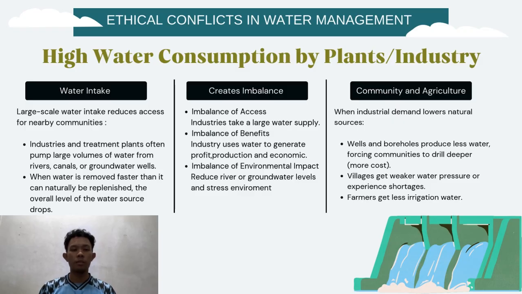Next, the imbalance. There are three imbalances: access, benefit, and environmental impact. Access: industry gets more water, community gets less. Benefit: industry uses the water for profit, but the community faces the negative impact. Environmental impact: lower river or groundwater levels cause stress to the environment.